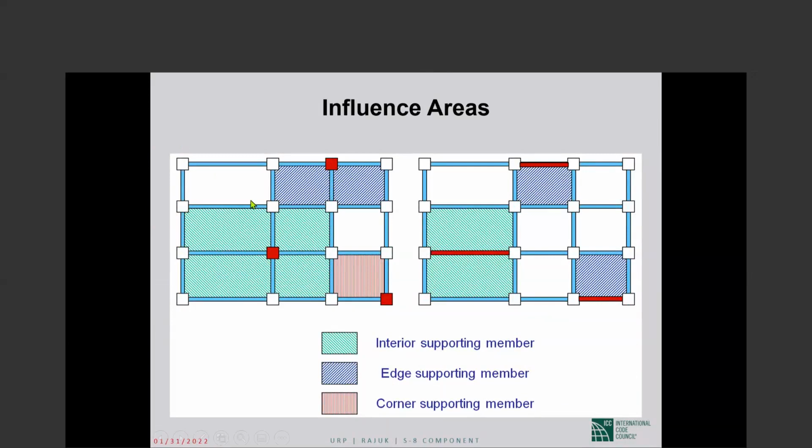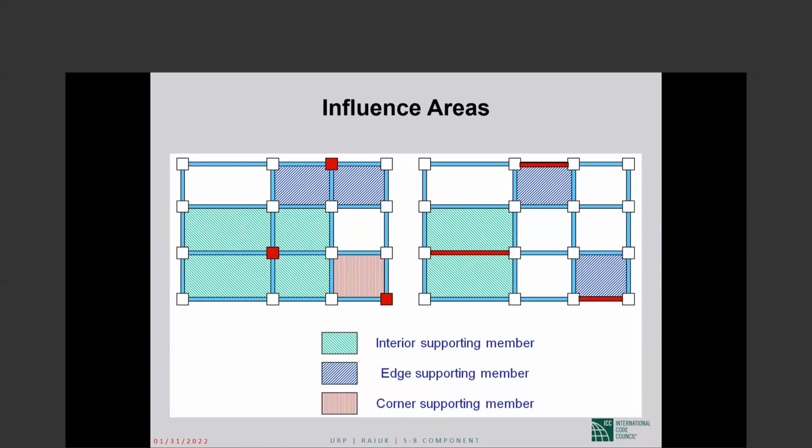Influence area is the area that influences the load on that column. So for that exterior column, the influence area is the area of those two panels. For the corner column, it is the area of one panel. For the interior column, it is the area of the four panels. For an interior beam, those two panels. For the exterior beam, that panel. For that beam, it is that panel. Okay. So influence area.